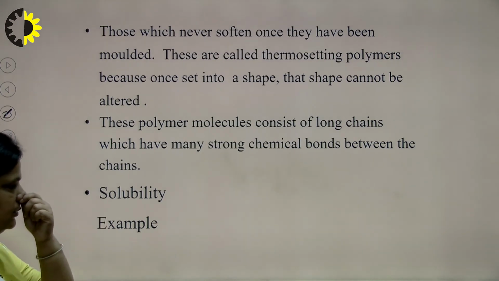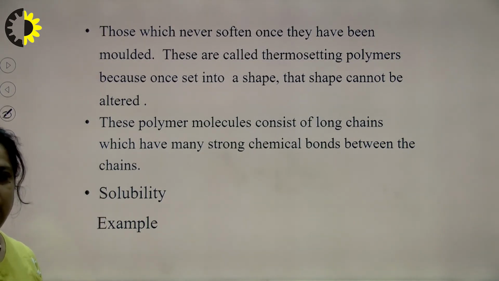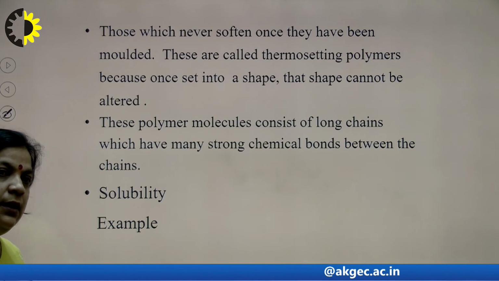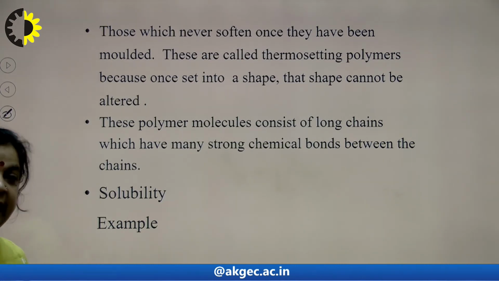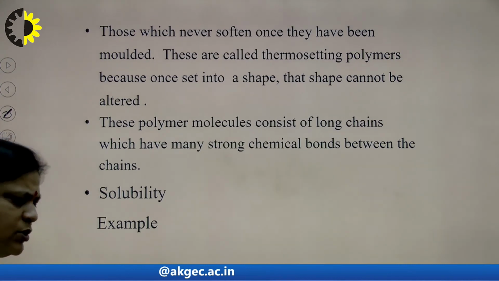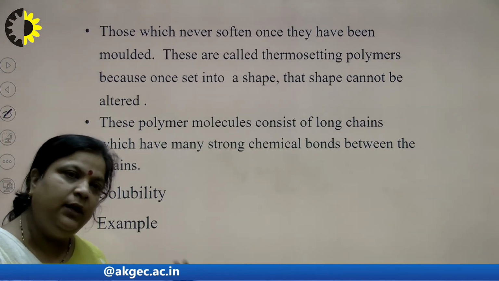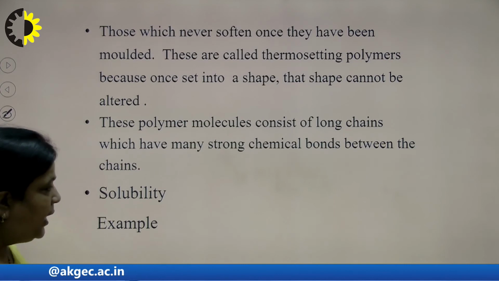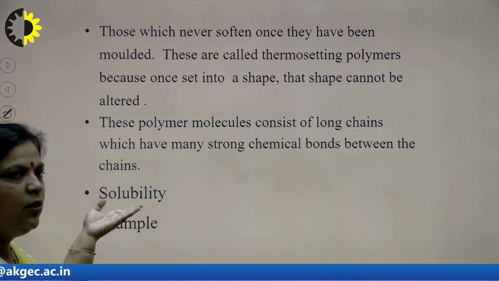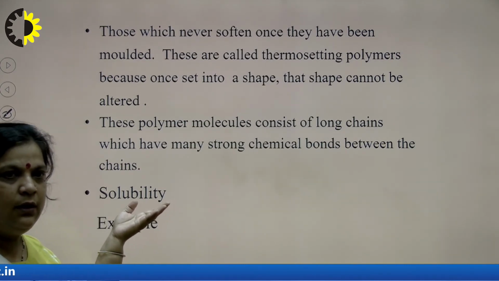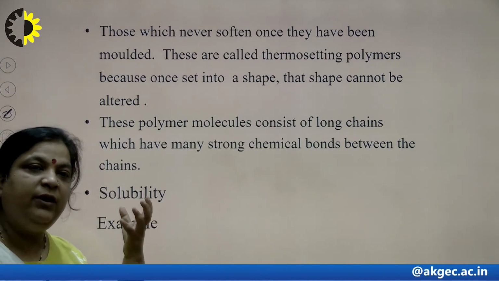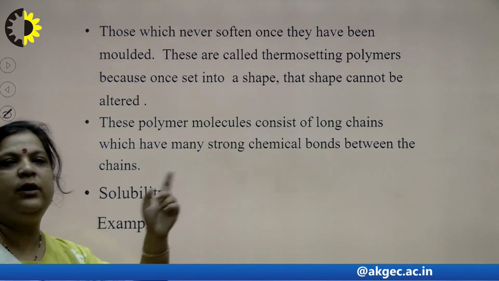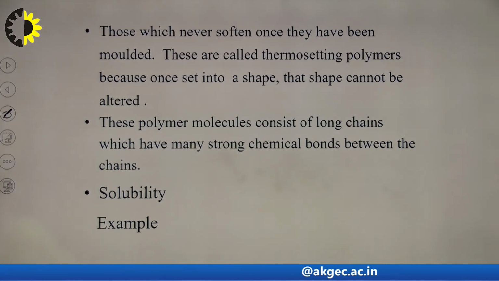we take the point solubility, take the point. So, solubility means thermoplastic polymers, since they are arranged in a linear manner. So, most of the thermoplastic polymers are soluble in organic solvent, but thermosetting polymers are not soluble in solvent, and thermosetting polymers are comparatively brittle, while the thermoplastic polymers are hard or tough.